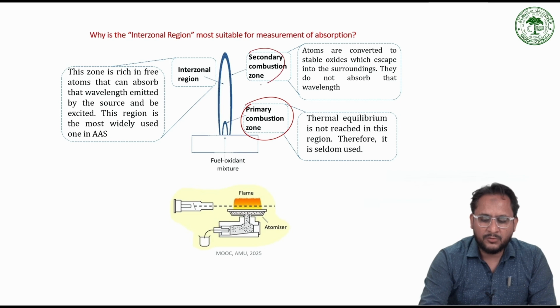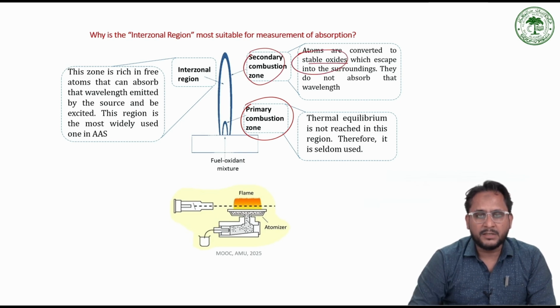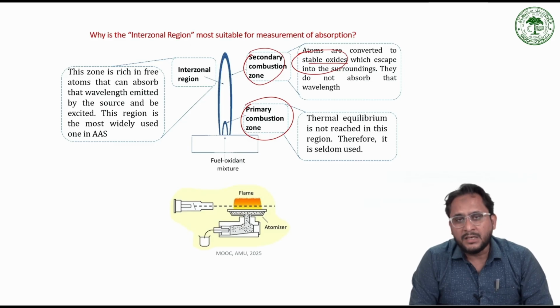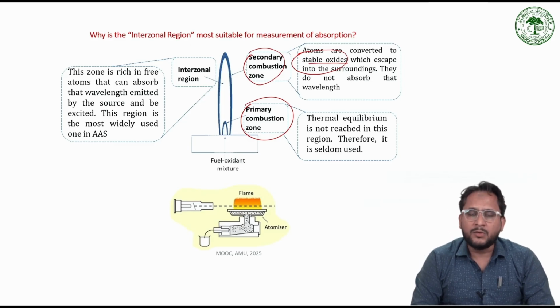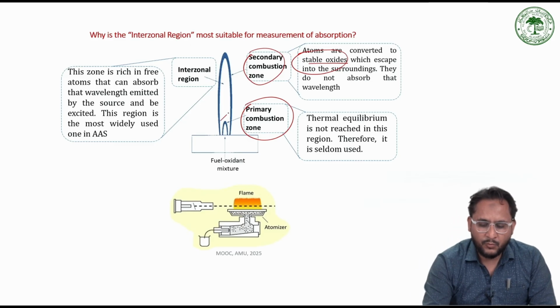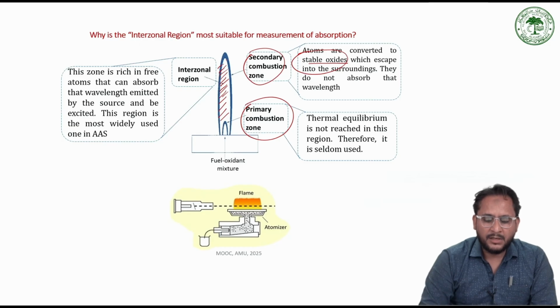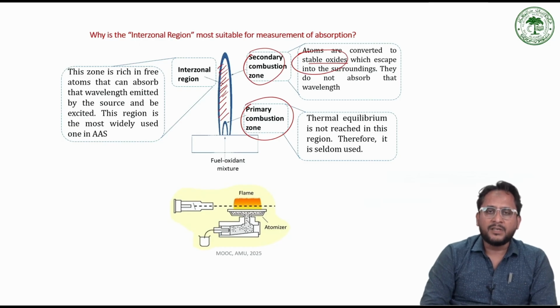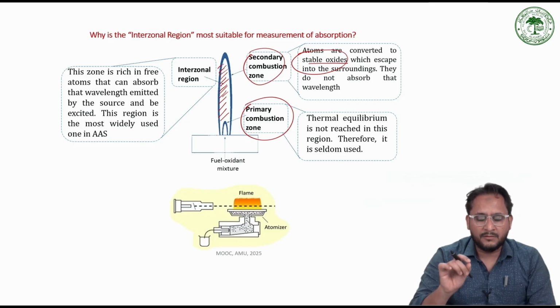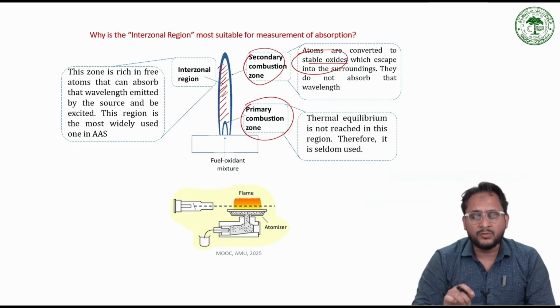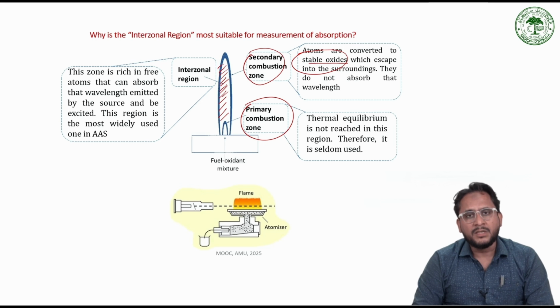In case of the secondary zone, the temperature is high, but there is a possibility of formation of stable oxides which do not decompose easily, and it will spoil the whole analysis. Therefore, we always go for this region, which is a transparent or nearly transparent region. Here we have high temperature as well as low possibility of oxidation. Therefore, we always prefer this interzonal region for atomization in atomic absorption spectroscopy.